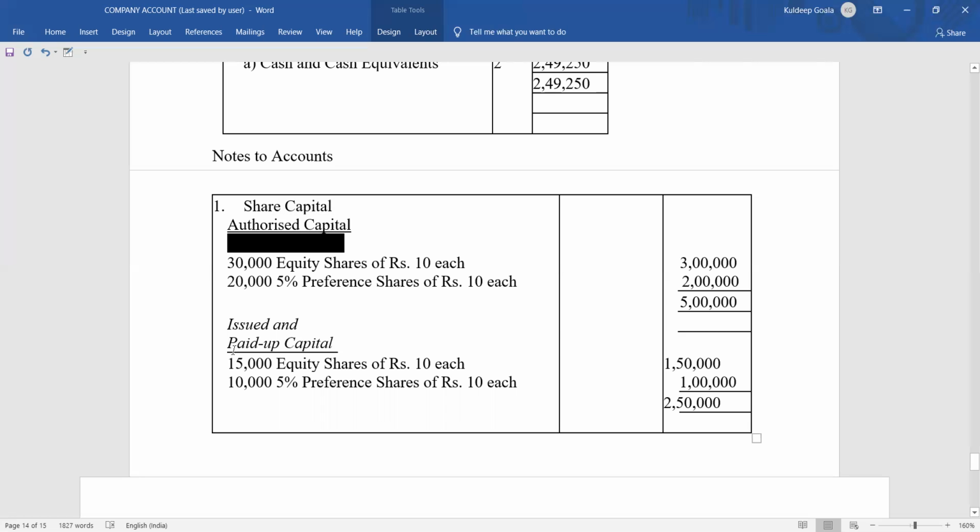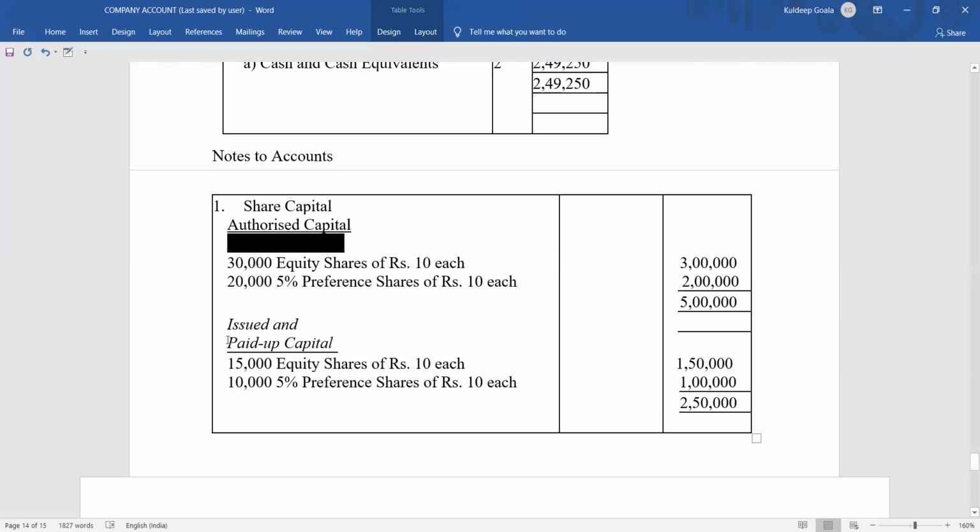So issued and paid up capital. In case of issued and paid up capital, what are we getting? 15,000 equity shares were issued of 10 each, so 1,50,000, and 10,000 5% preference shares were issued at 10 each. How much? 1 lakh rupees, right? So this was the amount, 2,50,000.